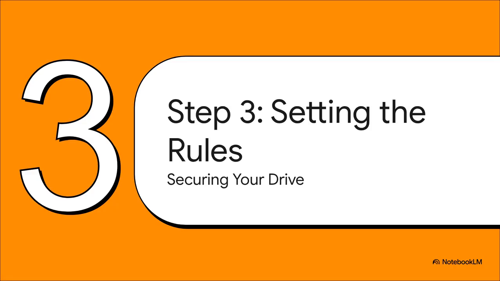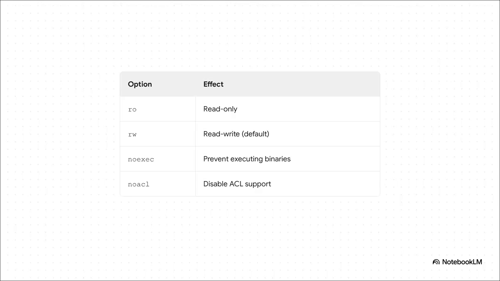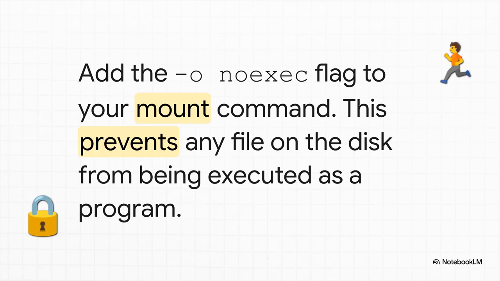Mounting the disk is a great start, but we can do better. We can set specific rules or options that control exactly how the system is allowed to interact with that disk. This is a really powerful way to boost both security and performance. Here are some of the most common options you'll run into. You can make a disk read only with ro. Or, and this is a fantastic security practice, you can prevent any programs from being run from it at all with noexec. This is absolutely perfect for drives that should only hold data, like documents or backups, not actual applications.